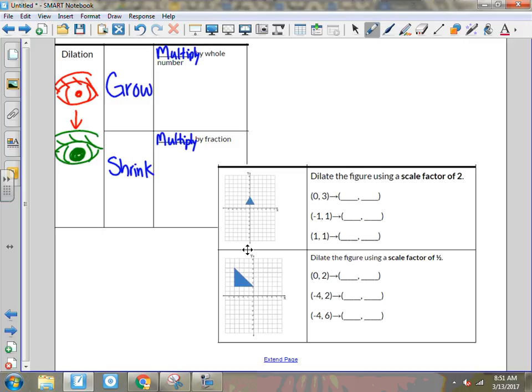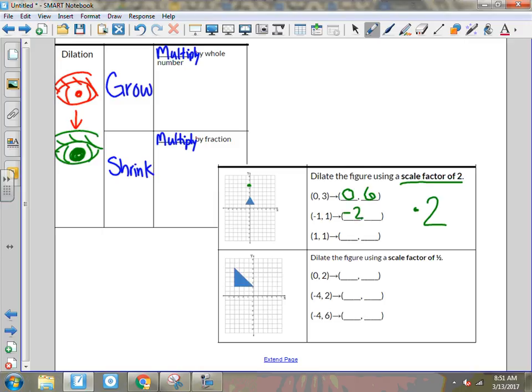So my first example says a scale factor of 2. All that means is that for every single number, we are going to multiply by 2. So 0 times 2 is still 0. 3 times 2 is 6. So I'm going to go ahead and graph that. 0, 1, 2, 3, 4, 5, 6.